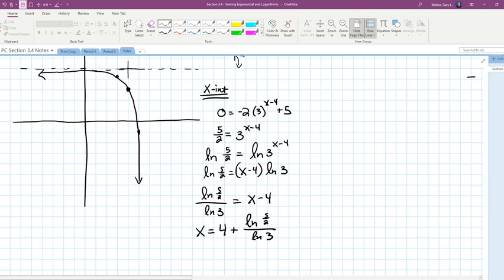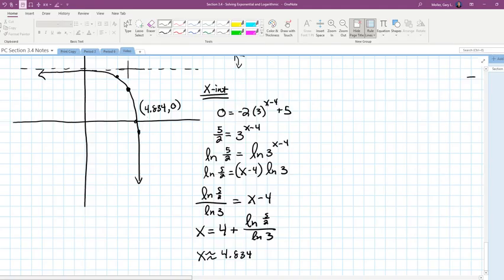All right, natural log of 2.5, enter, divided by natural log of 3, and then I'm going to add 4. So I get x is approximately equal to 4.8340. So let's write it as a point. 4.834, comma 0.